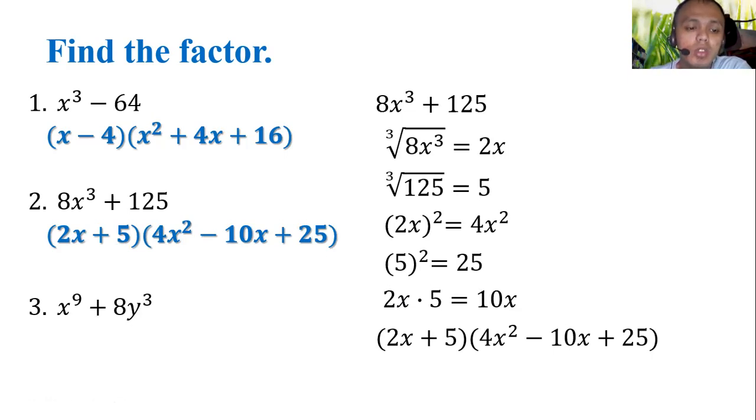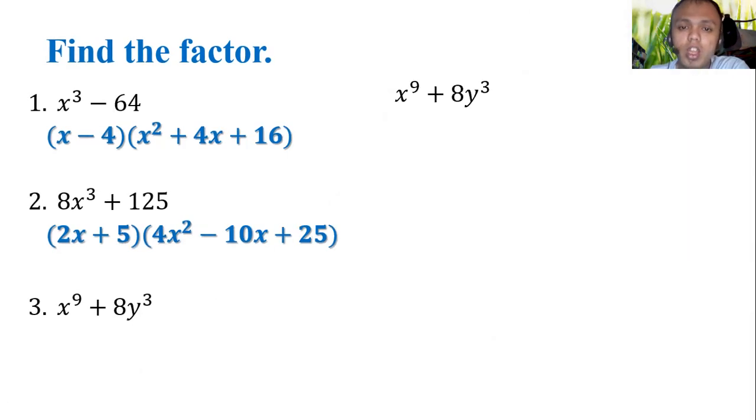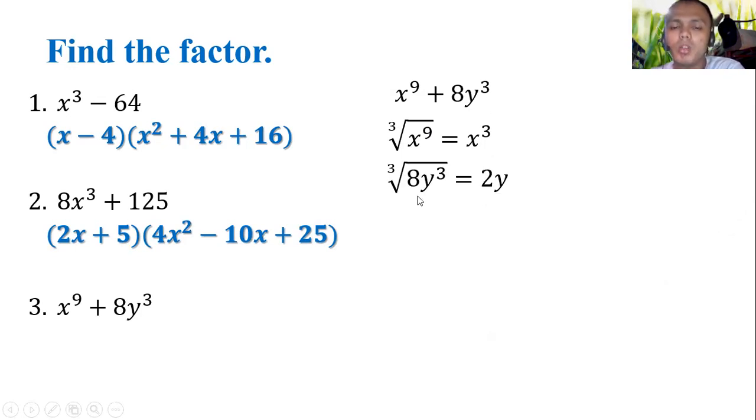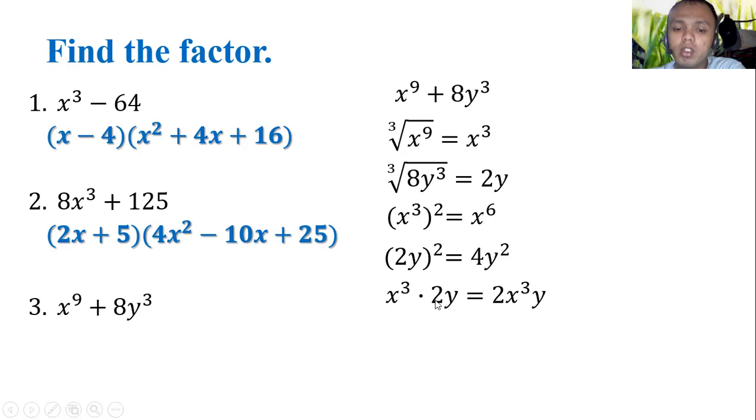Next, number 3, we have x raised to 9 plus 8y cubed. Cube root of x raised to 9 is x cubed. Here, this is a variable, the exponent is 9. 9 divided by 3 is 3. Next, cube root of 8y cubed, we have 2y. Now, x cubed times x cubed is x raised to 6. For 2y, we have 4y squared. Product of x cubed times 2y is 2x cubed y.